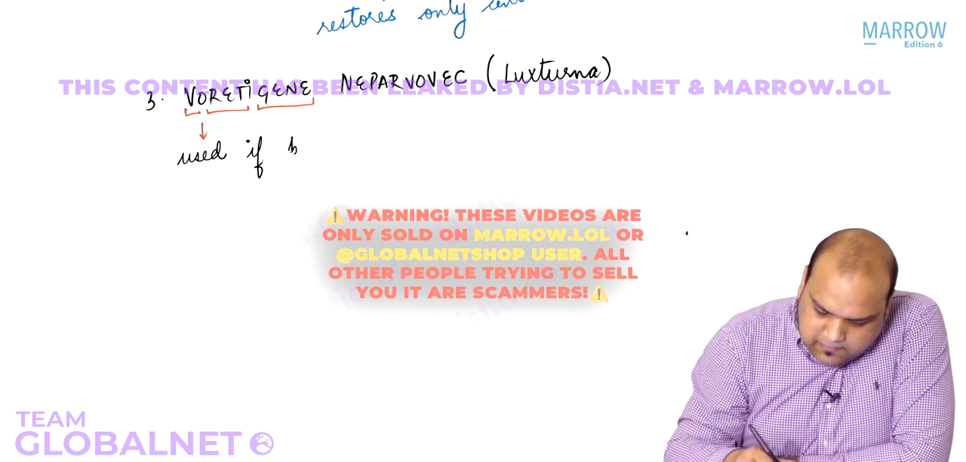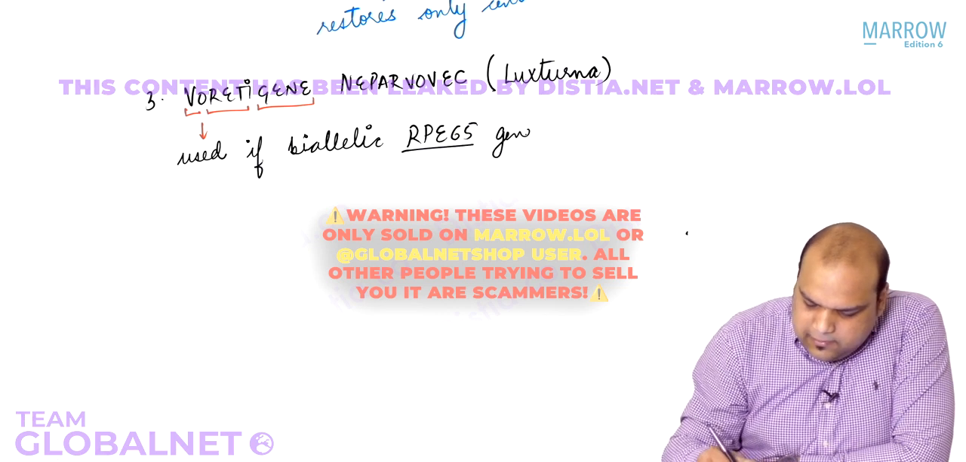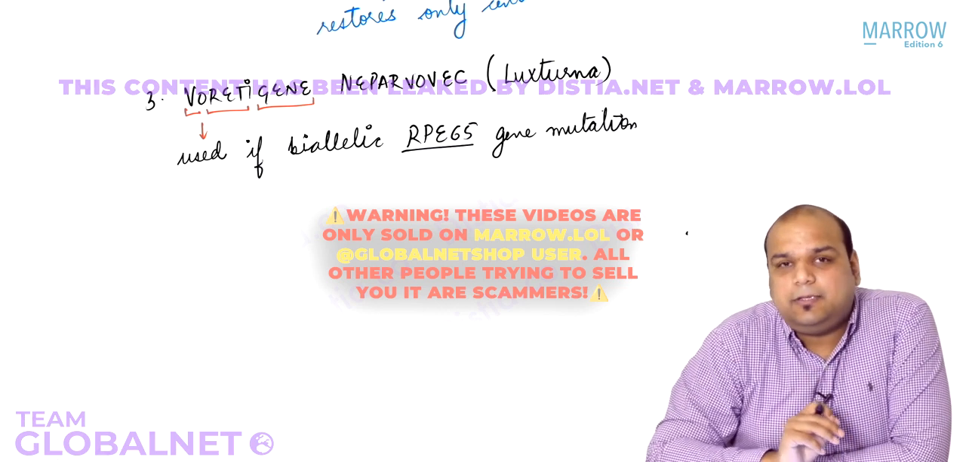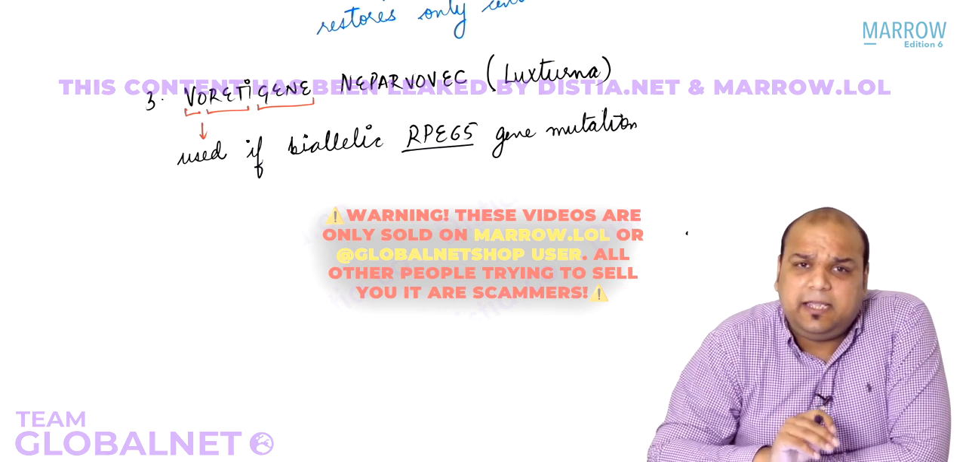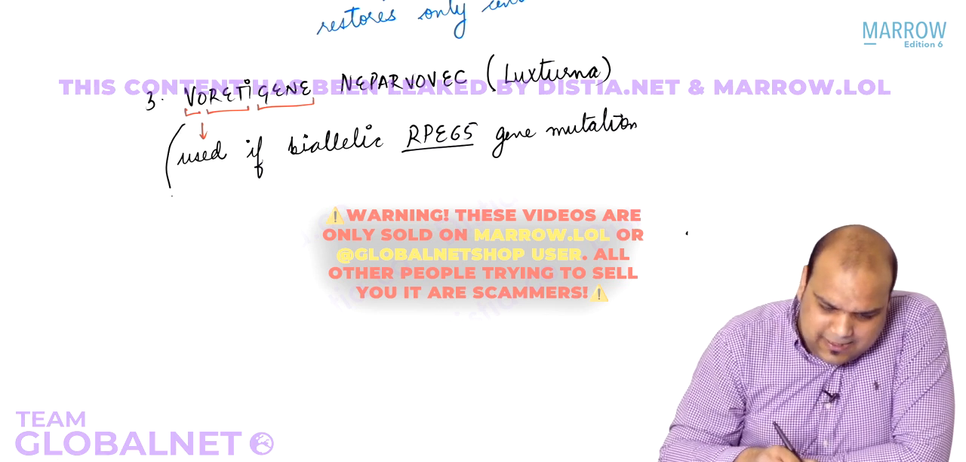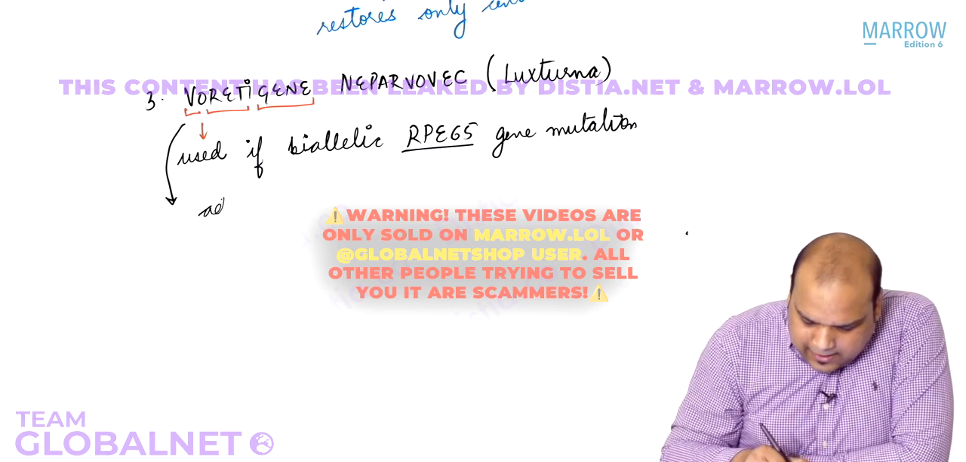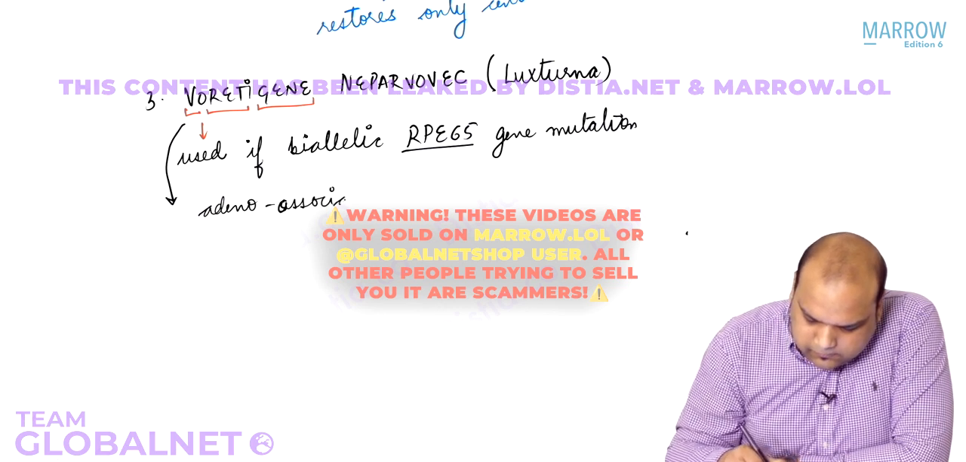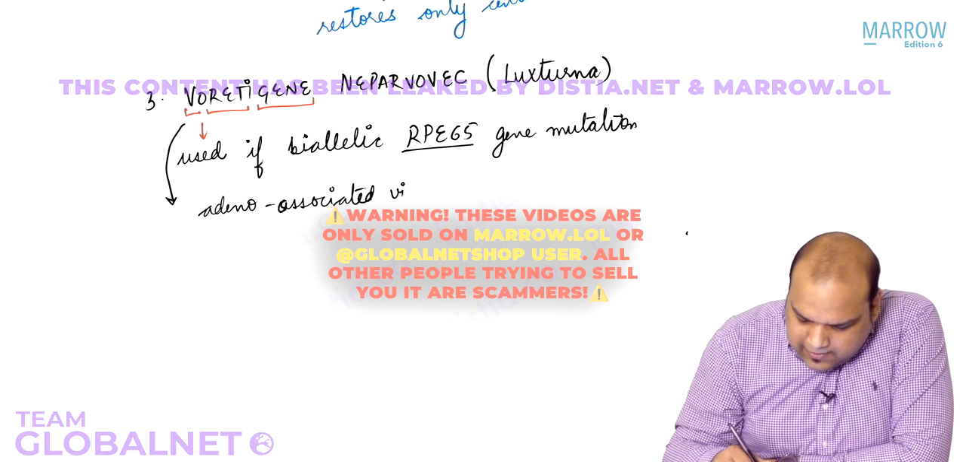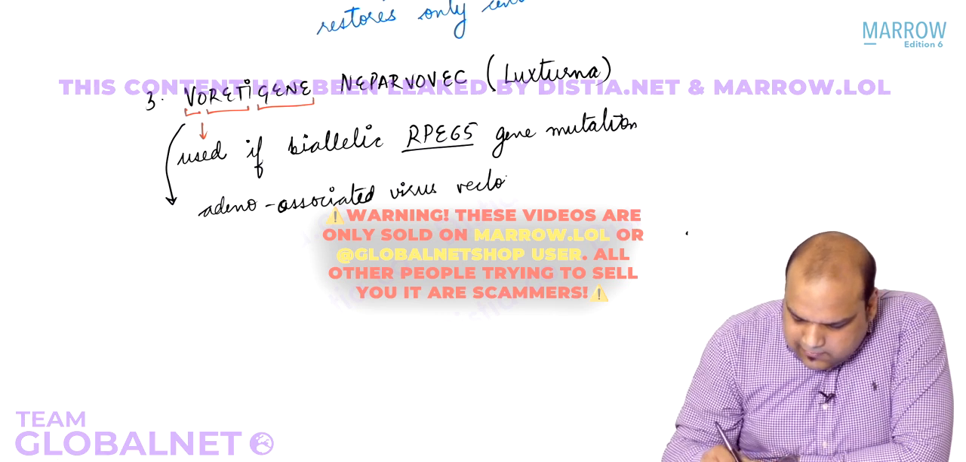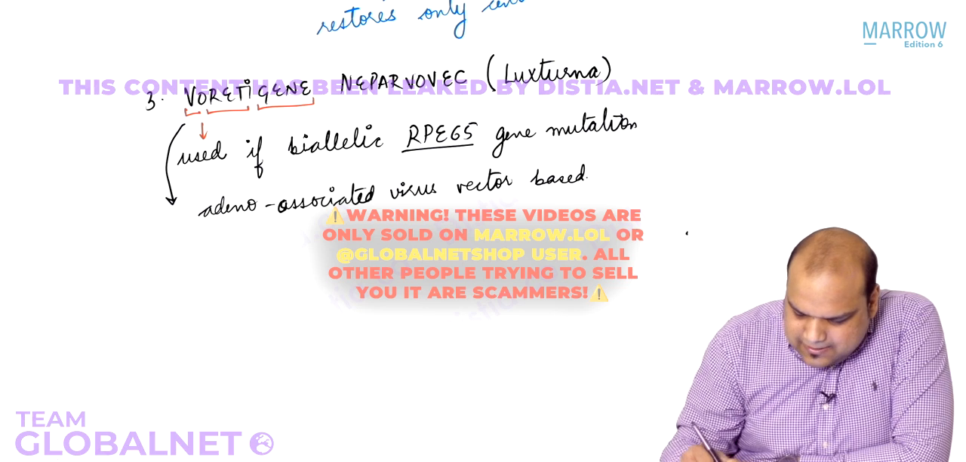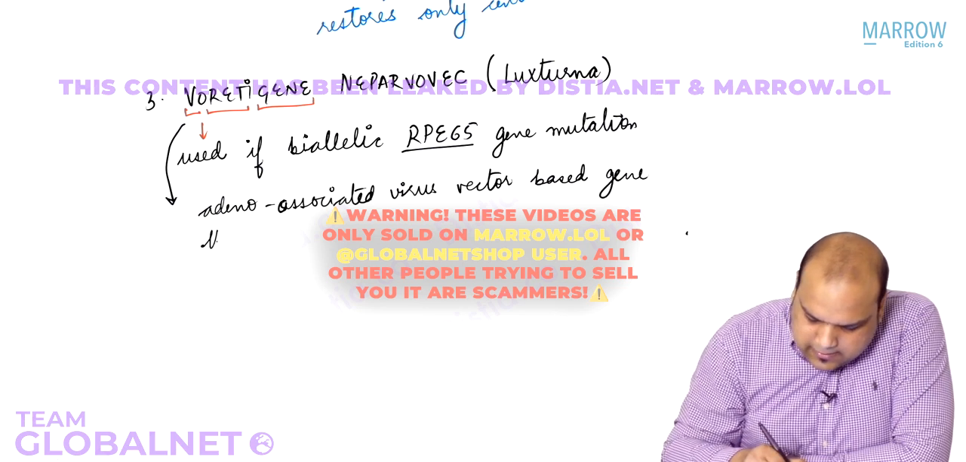Okay? So this is used if there is a biallelic RPE65 gene mutation. Okay, everybody? So that's a specific gene. If this is mutated, then only you can do this. Voretigene is an adeno-associated virus vector-based gene therapy.